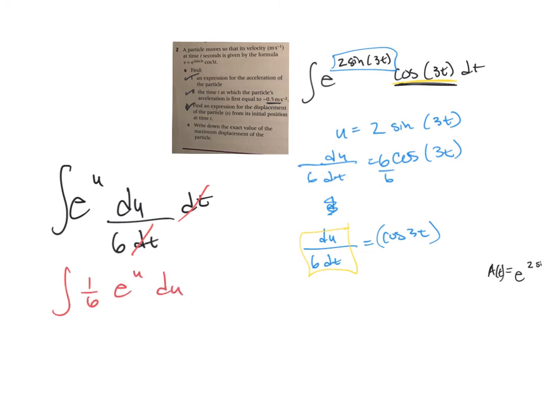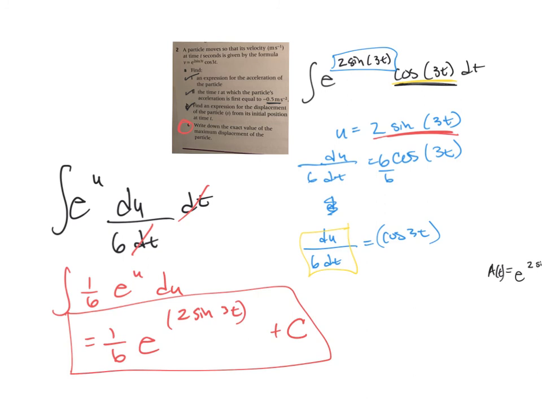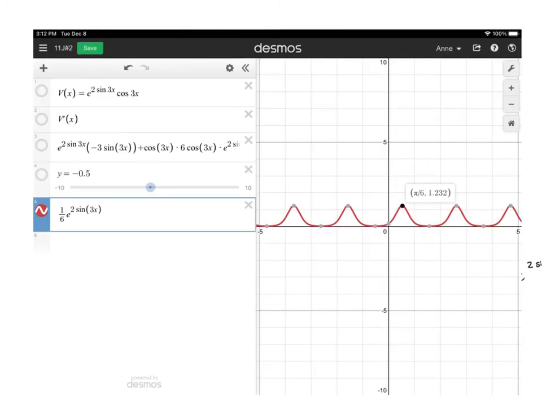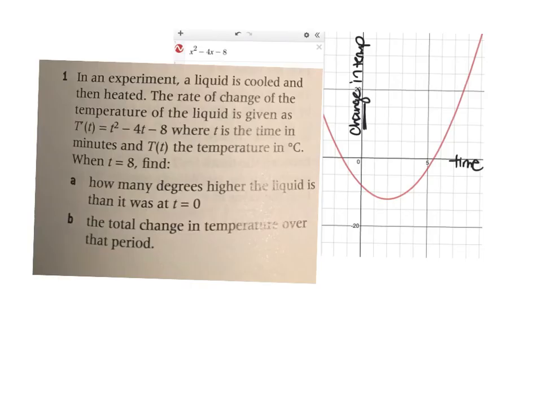Oh, how beautiful. The integral of e to the u is e to the u, so it's just going to be equal to 1/6 e to the u, which you happen to know is 2 sine of 3t, and then don't forget plus c. And then it says write down the exact value of the maximum displacement. So let's graph that and find the max. Here it is, and there's your max. Le voila. Let me know what questions you've got.